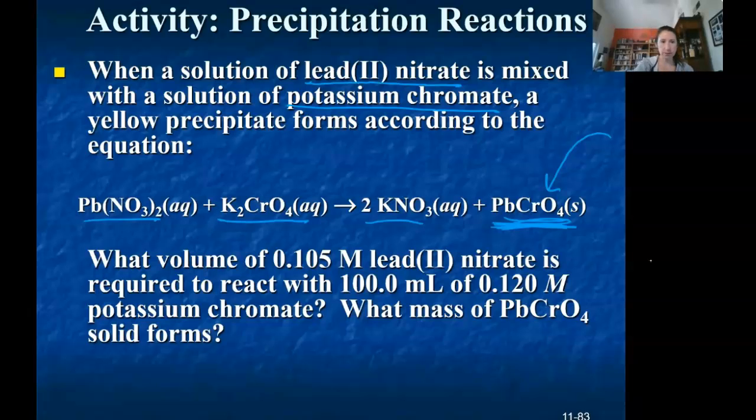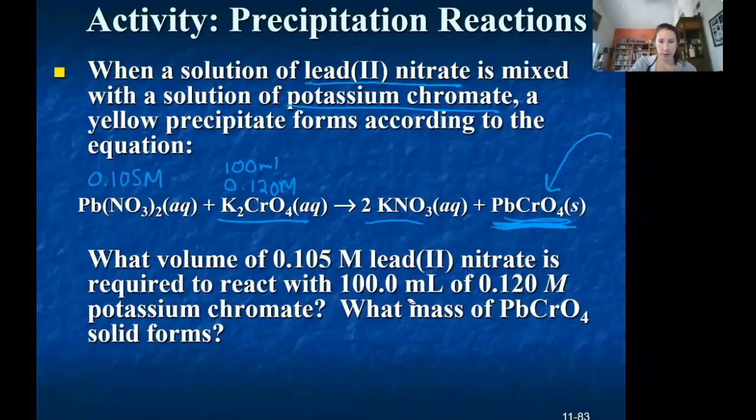So the question is, if you had in your little dropper bottle, let's say, 0.105 molar of this lead nitrate, right? So that was the concentration written on your bottle. And then you had 100 milliliters of this potassium chromate. And on the bottle, it said the concentration was 0.120 molar of that.